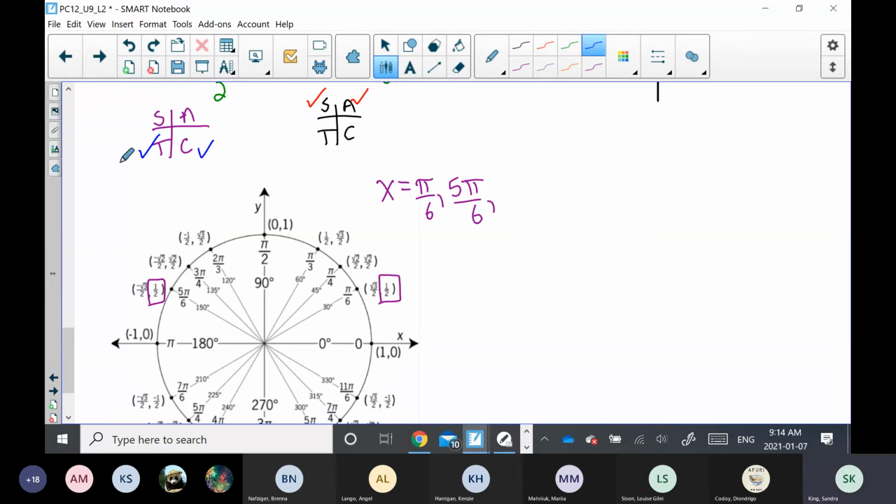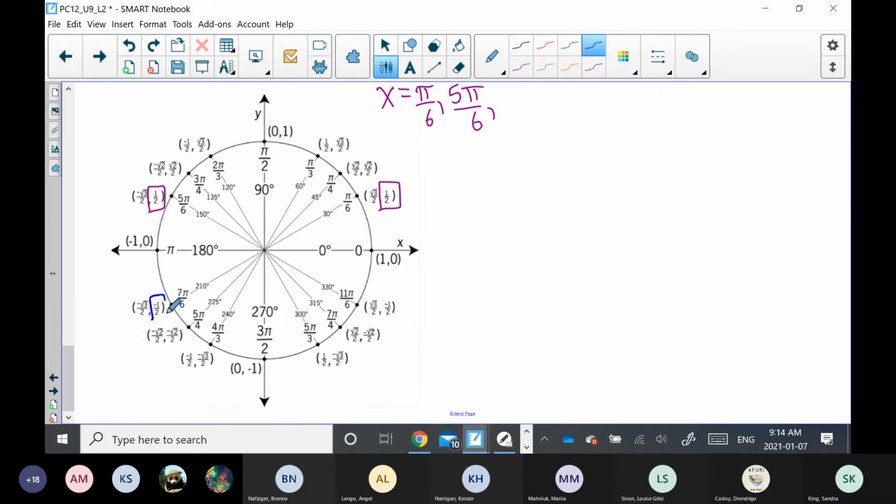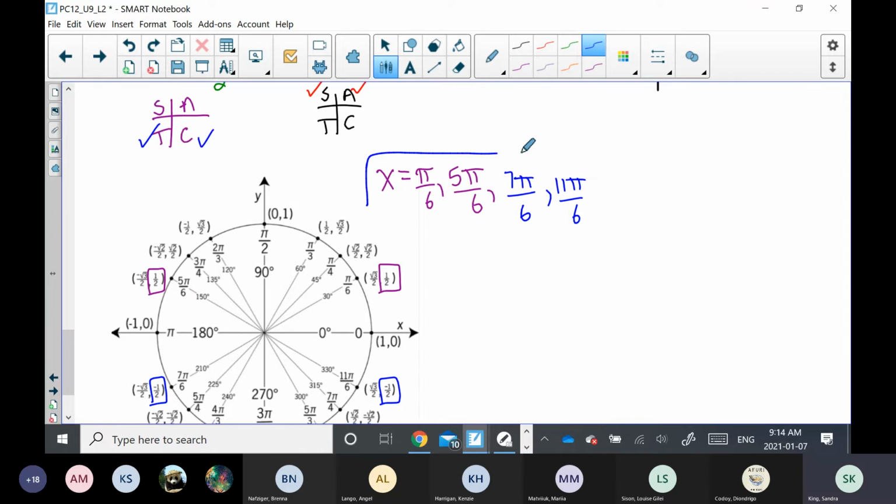Where is y negative in these two quadrants? 7pi/6. And this guy, what is that? 11pi/6. Okay, those are my 4 solutions. So box that in. The general solution.